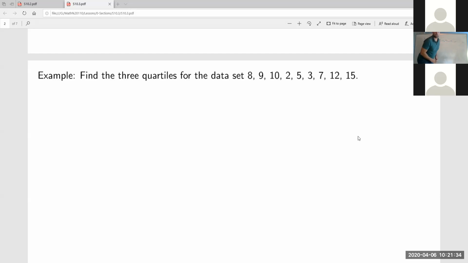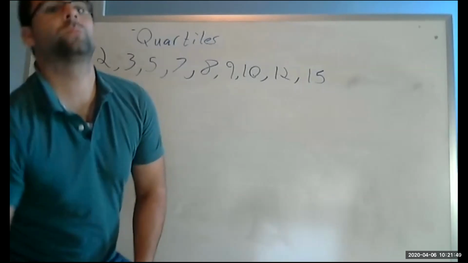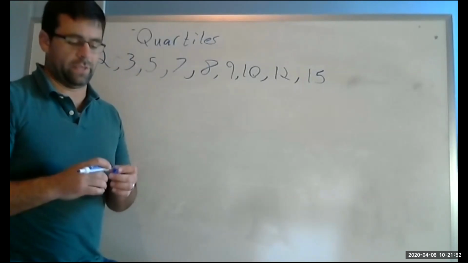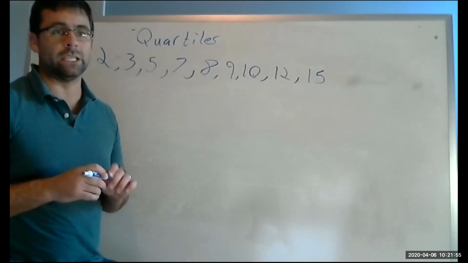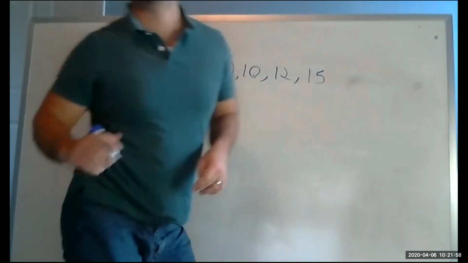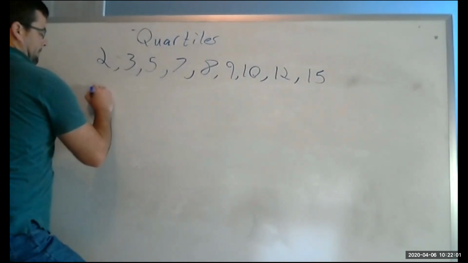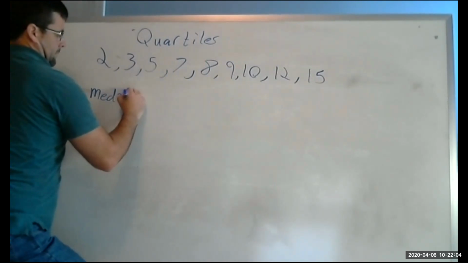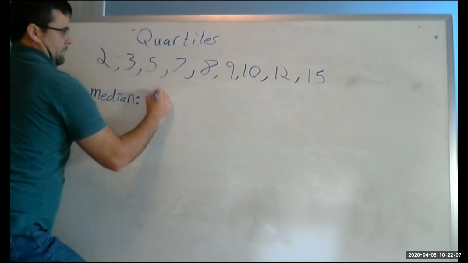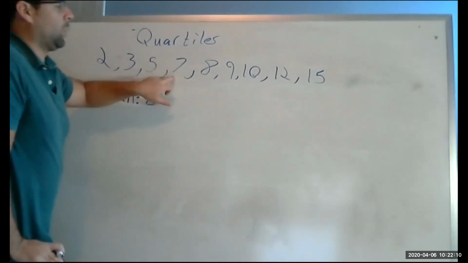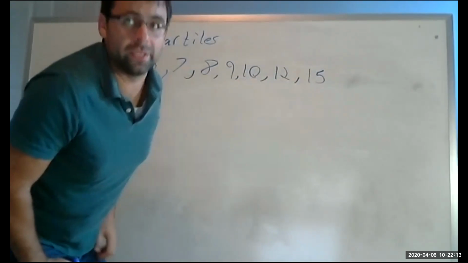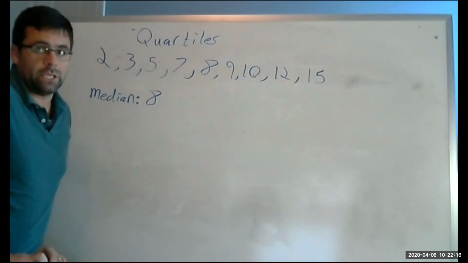Very nice. All right, so 2, 3, 5, 7, 8, 9, 10, 12, and 15. So first thing we do is we figure out what is the median of this data set. 8. Yeah, so 1, 2, 3, 4 on this side, 1, 2, 3, 4 on this side. So 8 is the median.